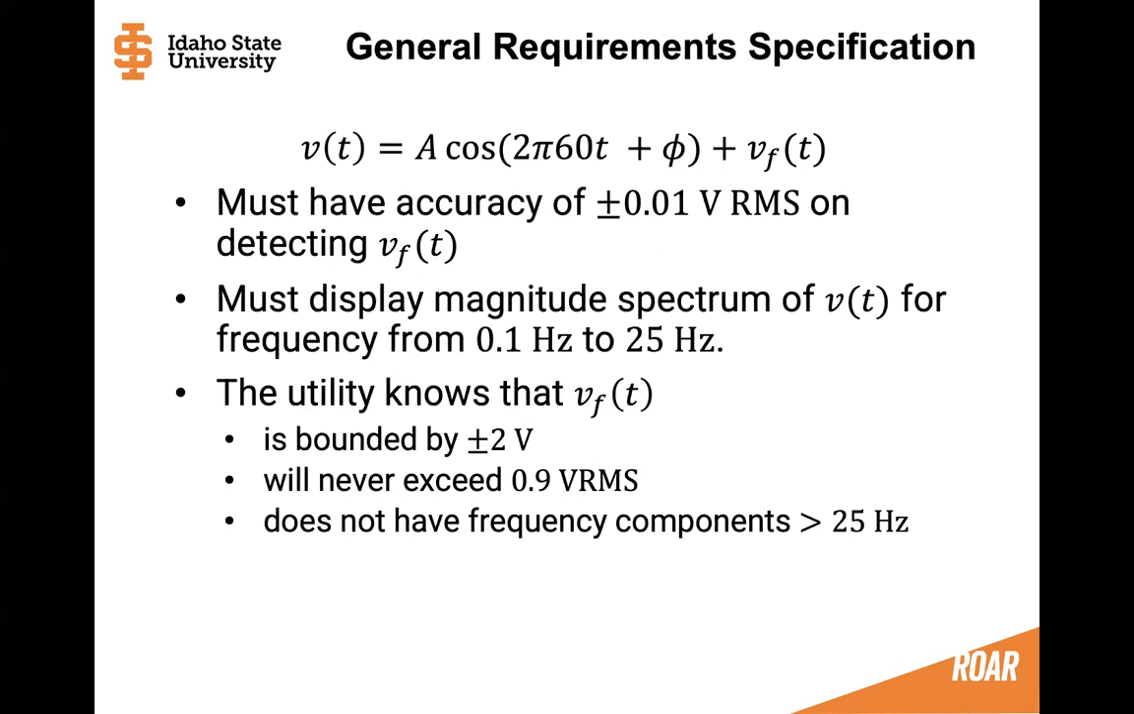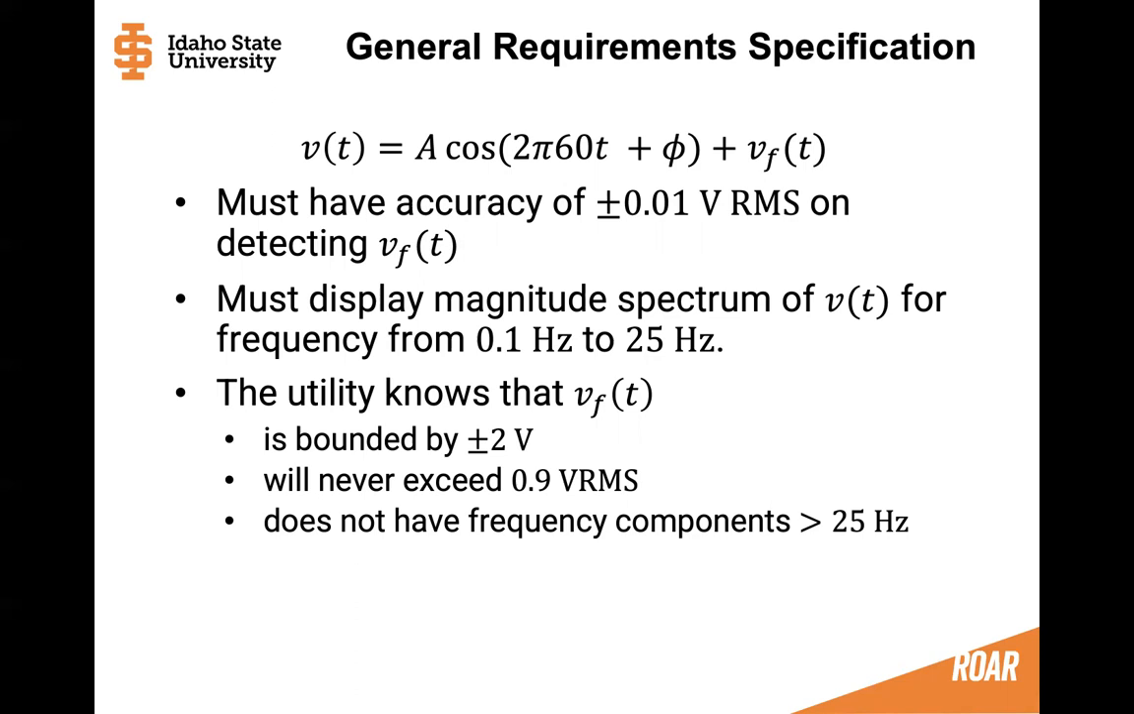Their flicker analyzer must have an accuracy of 0.01 volts in detecting this. And this is the flicker: if you have the full voltage with the sine wave, this extra voltage would be the flicker. So they need to be able to accurately measure the flicker within 0.01 VRMS, and the flicker analyzer tool must also be able to display the magnitude spectrum of the overall voltage on a frequency range from 0.1 hertz to 25 hertz.